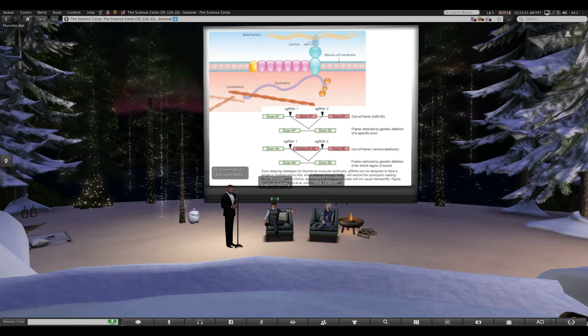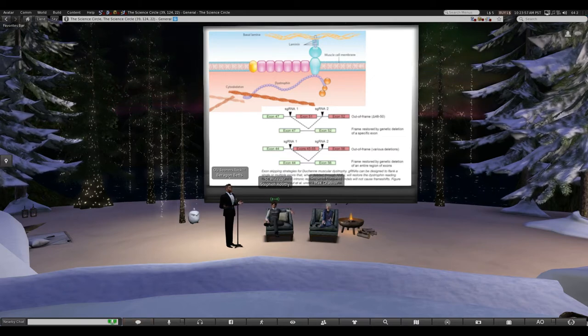So the strategy, and these are strategies that actually have been pursued for decades in this model of disease, is where you try to provide at least some altered way of expressing the protein, even though it's not the normal full protein.